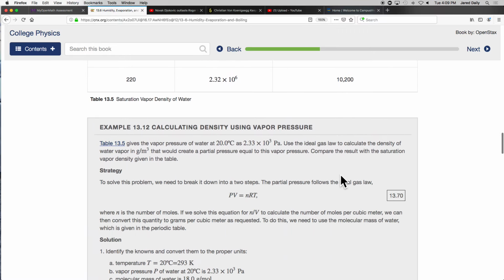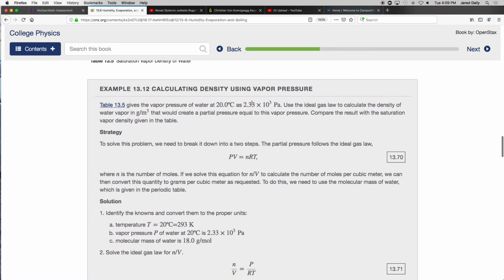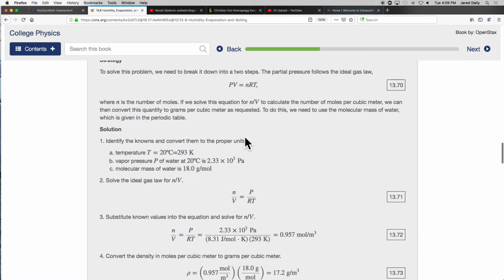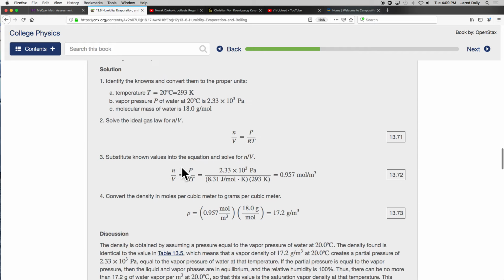So down here in this example, they want you to calculate the density of water using the water vapor. And the density is going to be the number of particles divided by the volume. So this will give you the number density. And then to give you the density in moles per cubic meter, you're going to have to convert that.